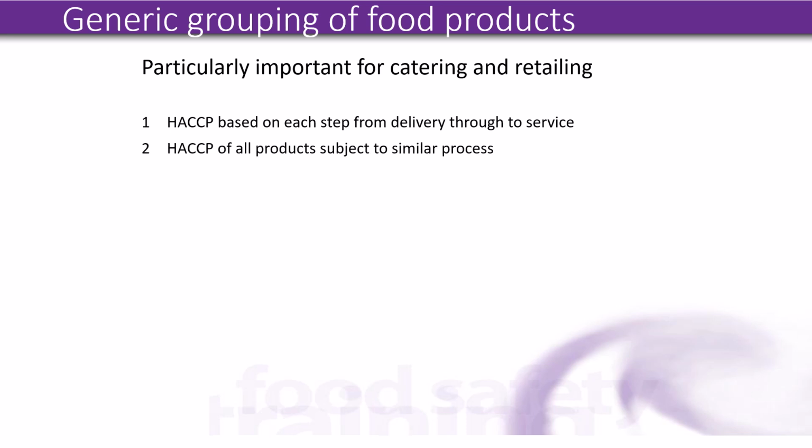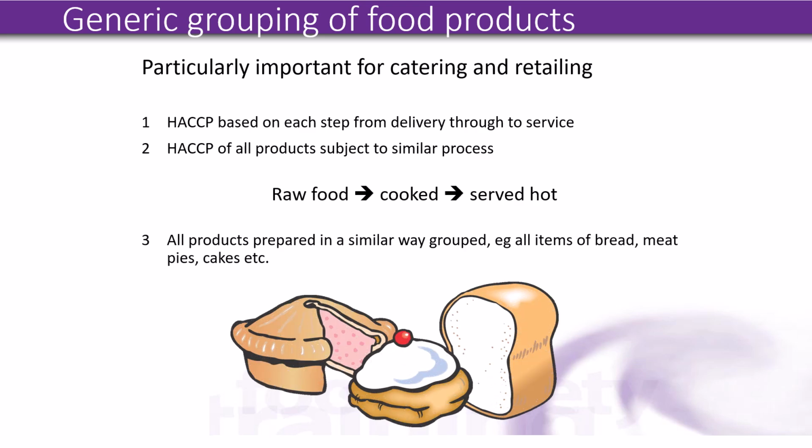So, generic grouping of food products, particularly important for catering and retailing. HACCP is based on each step from delivery through to service. HACCP of all products subject to similar process. For example, raw food, cooked, serve hot. All products prepared in a similar way can be grouped, for example, all items of bread or meat, pies or cakes, etc.